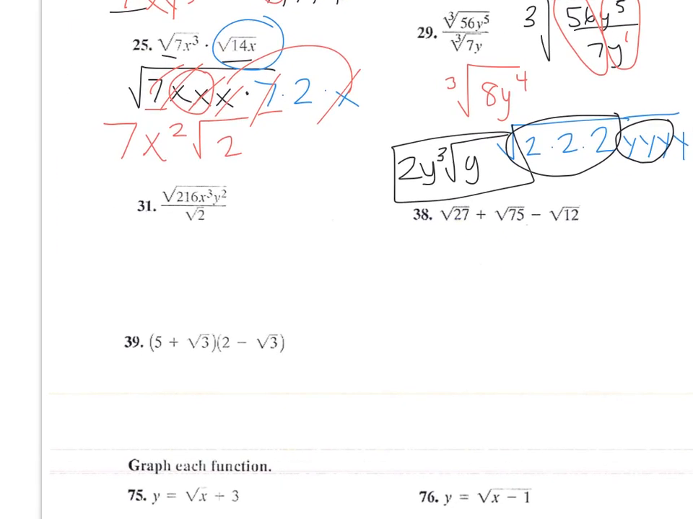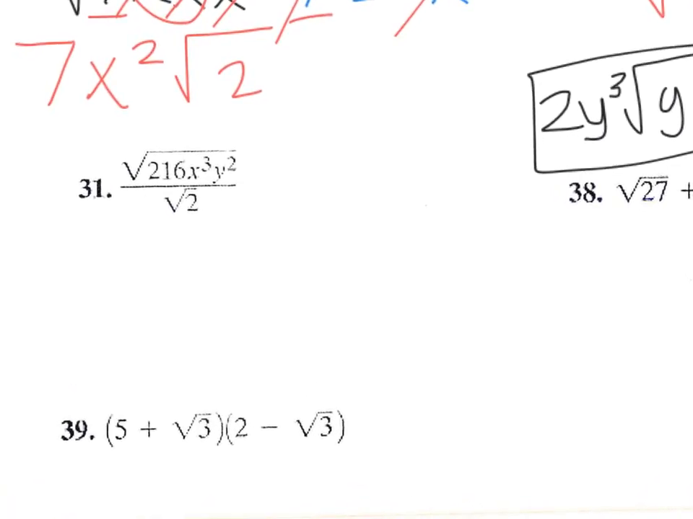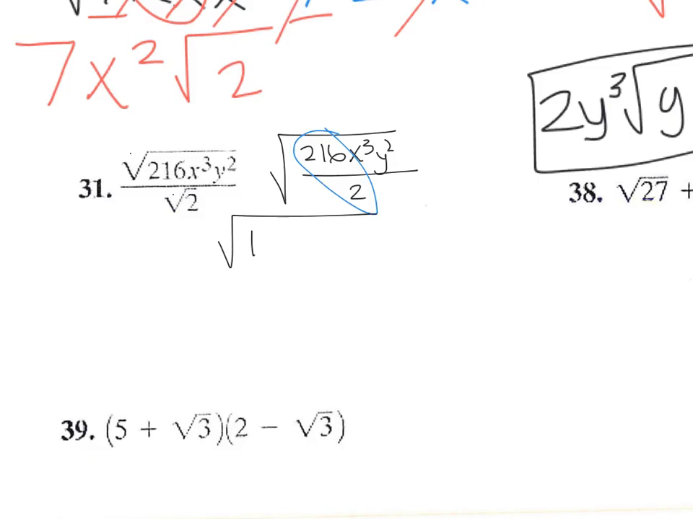And then the next problem, again, they both have square roots, so I'm going to write them together and then reduce it. So it's 216 x cubed y squared over 2. I can divide 216 by 2, so it's the square root of 108 x cubed y squared.